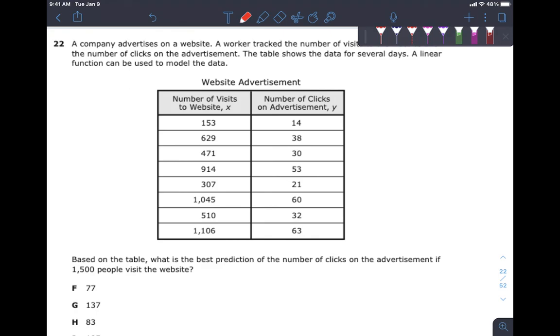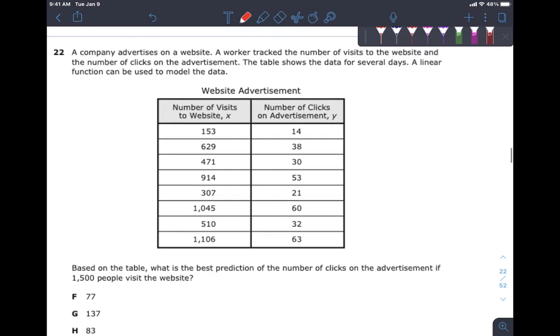Problem number 22. So let's go ahead and read through this and try and figure out what in the world these folks want. A company advertises on a website. A worker tracked the number of visits to the website and the number of clicks on the advertisement. The table shows the data for several days. A linear function can be used to model the data. So here's all of our data.